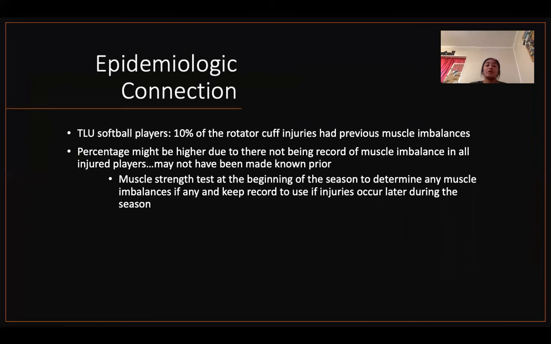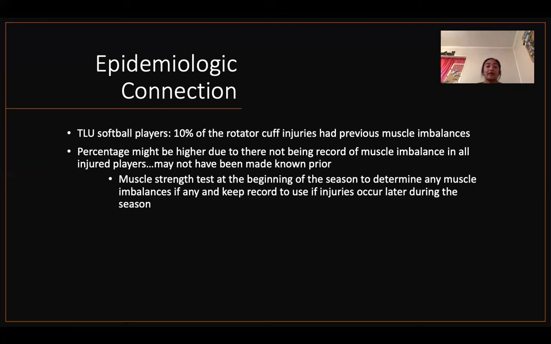In epidemiologic connection, the TLU softball players showed that 10% of the rotator cuff injuries had previous types of muscle imbalance and injuries. The percentages might have been higher due to there not being a record of all of the muscle imbalances in all of the injured players.